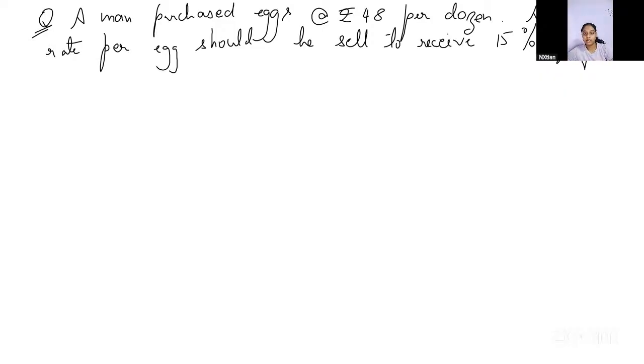Ma'am, I think I know how to do this. First, we'll find how much is 15% of 48 rupees. And then add that 15% to 48 rupees. After adding that, the answer that we'll get, we'll divide that answer by 48 in order to get how much should he sell one egg for. All right. Any other ideas?